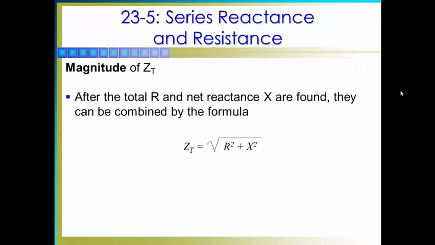Putting it in equations, after the total R and net reactance are found, they can be combined into the right triangle equation, where the hypotenuse is equal to the square root of the sum of the squares of the sides.